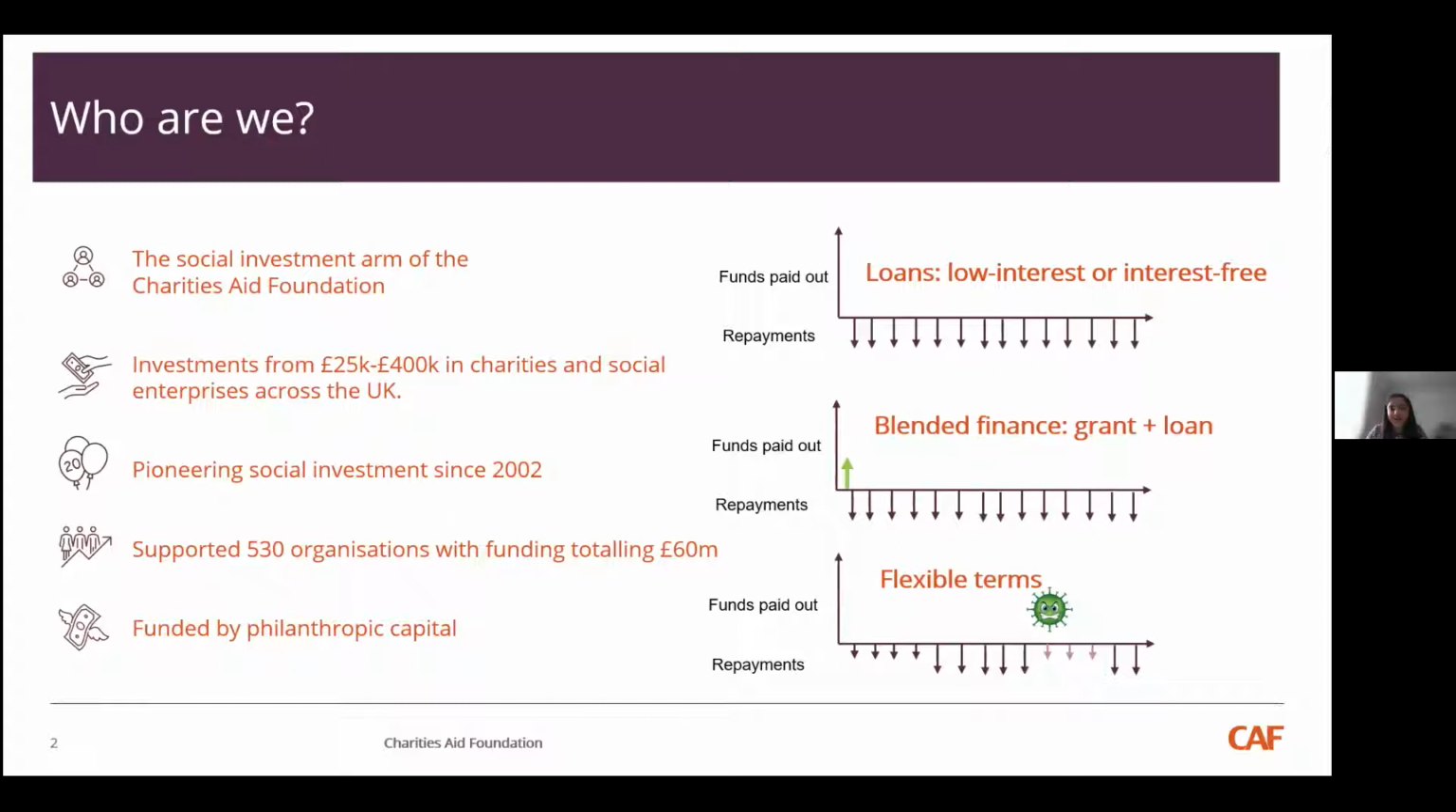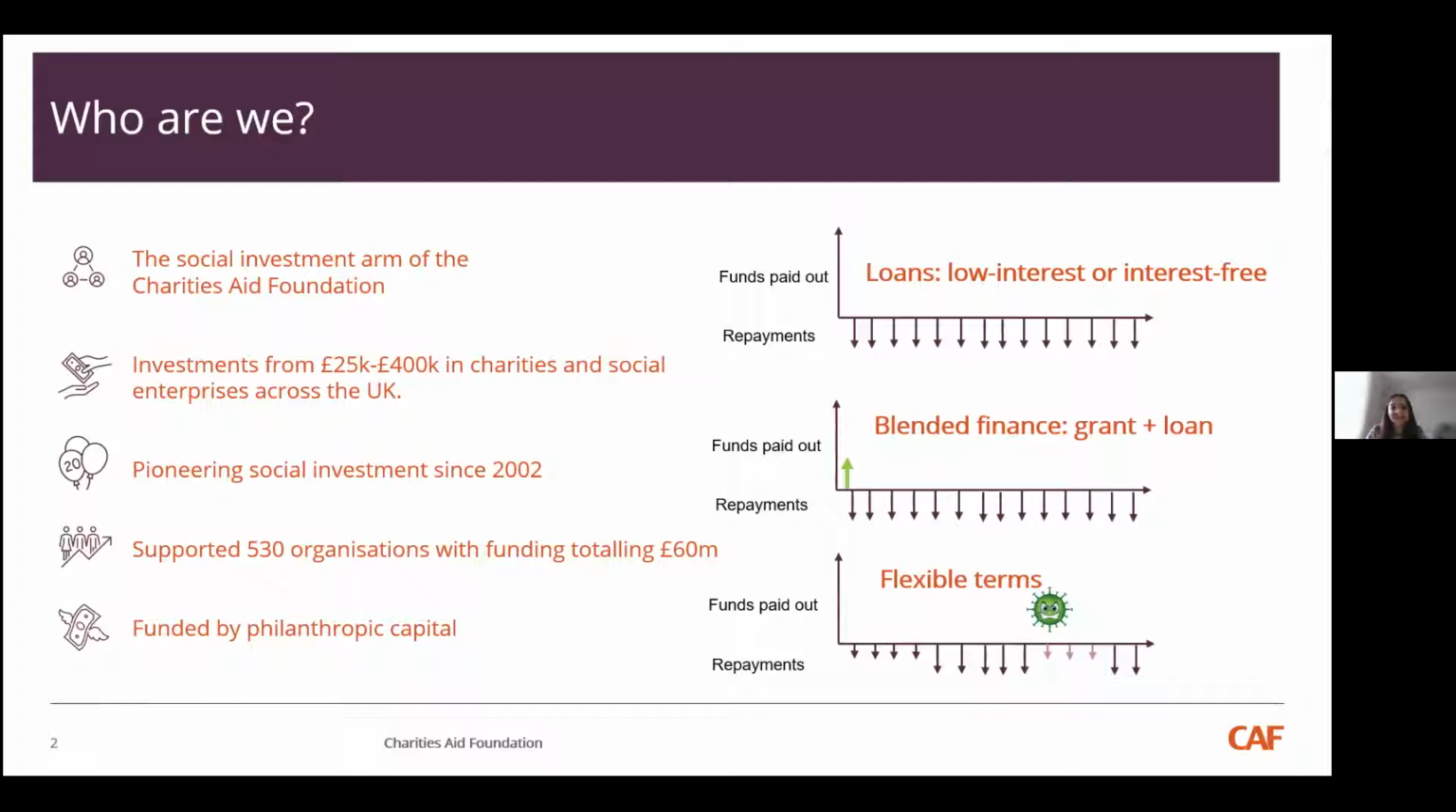And indeed, that is something that we did a lot during the pandemic, as you might imagine. Yeah, so overall, our financing is really designed to be affordable and flexible, and for many of our clients, an investment from Venturesome will be their first time taking on repayable finance.